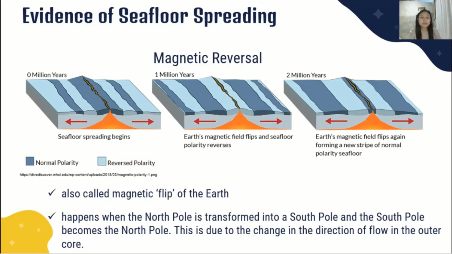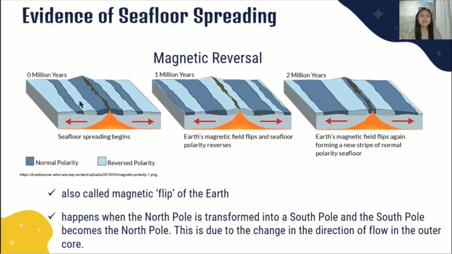The iron, or the magnetic domain of the rocks, will align themselves on the magnetic field of the Earth. Here we have the legend. The dark blue is the normal polarity, and the lighter blue is the reverse polarity. Again, it is because of the composition of the rocks. It has iron. That's why the scientists discovered that there is magnetic reversal happening.